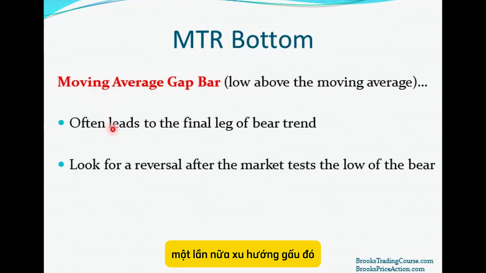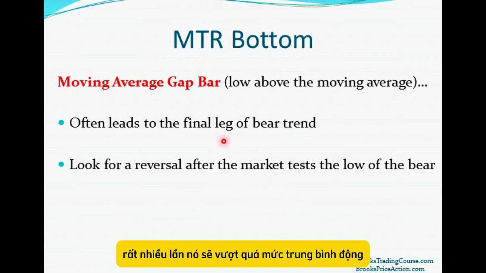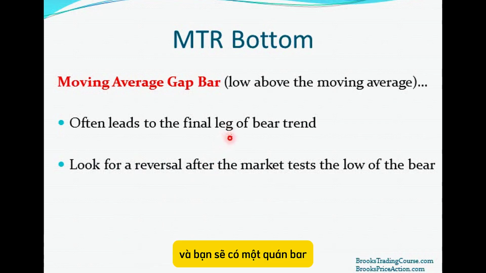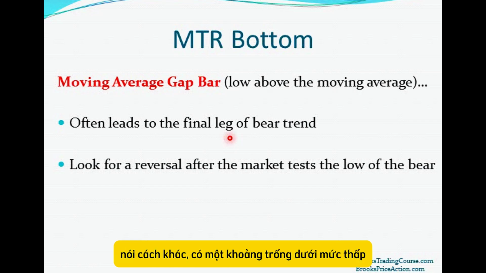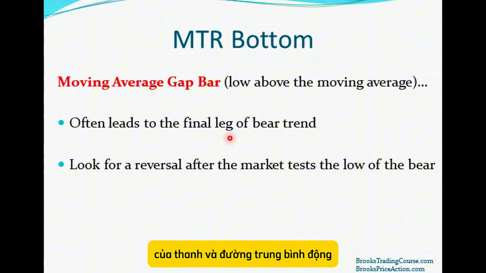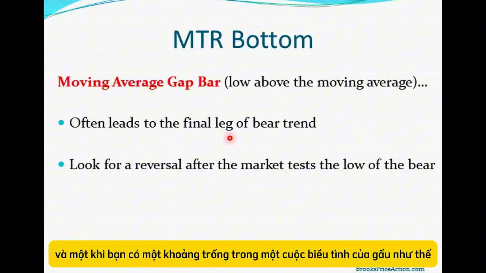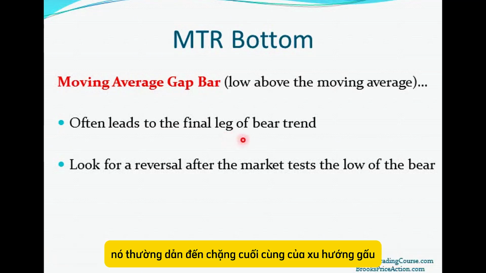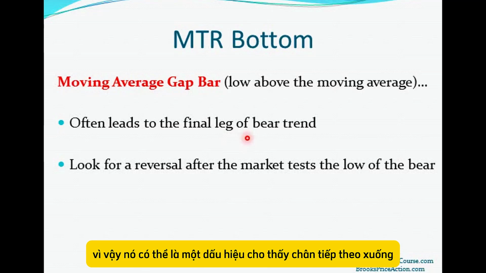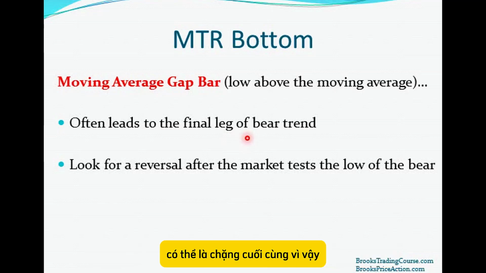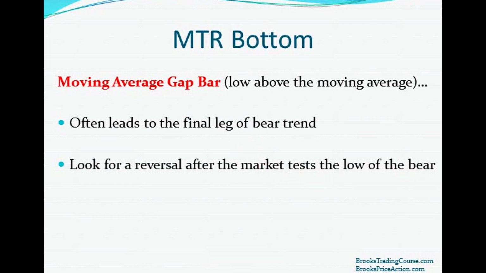Again, that bear trend, when it rallies to the moving average, a lot of times it'll go above the moving average, and you'll have a bar with a low above the moving average. In other words, there's a gap between the low of the bar and the moving average. Once you have a gap bar in a bear rally like that, it usually leads to the final leg of the bear trend. So it could be a sign that the next leg down might be the final leg. You look for a reversal up after the market works its way back down to the area of the bear low.